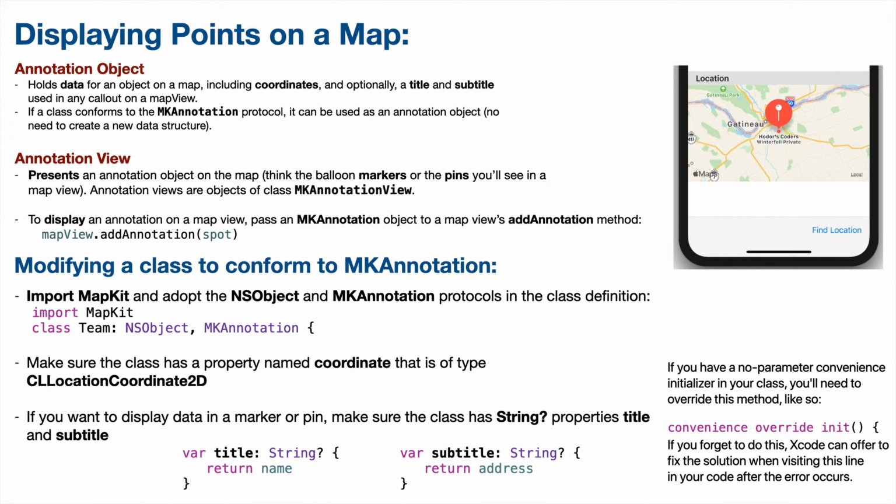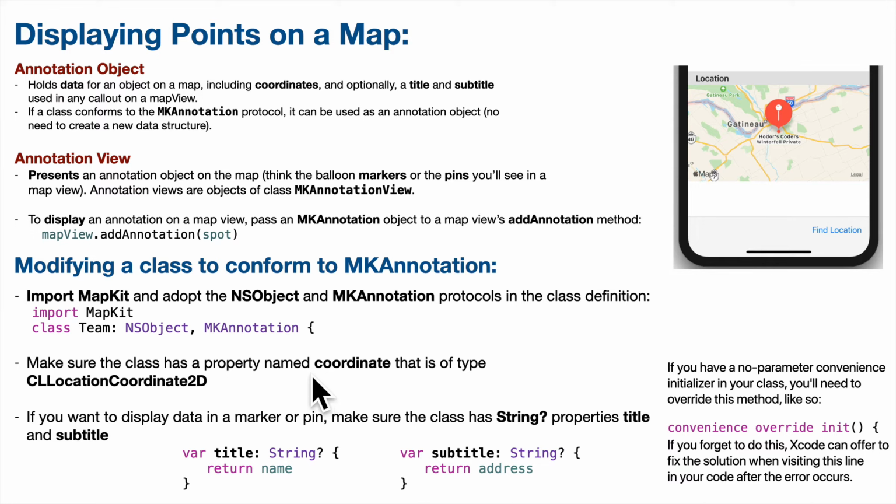Now it's pretty easy to modify an existing class so that it can act as a map annotation. First, we need to import MapKit and then conform to 2 protocols, NSObject and MKAnnotation. That means listing these after a colon following the class name on the class definition line. Now also we need to make sure that our class has a property named coordinate that's of type CLLocationCoordinate2D, and our team class already has a coordinate property, so we're set on this one.